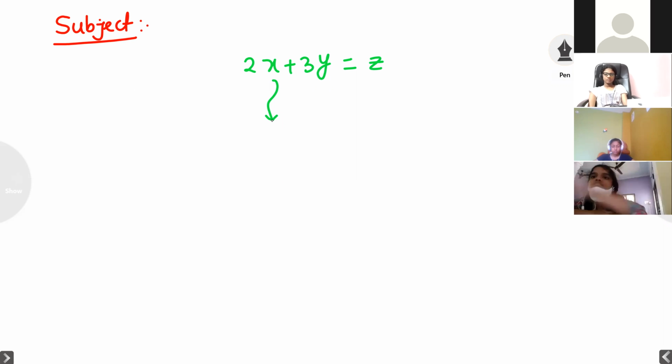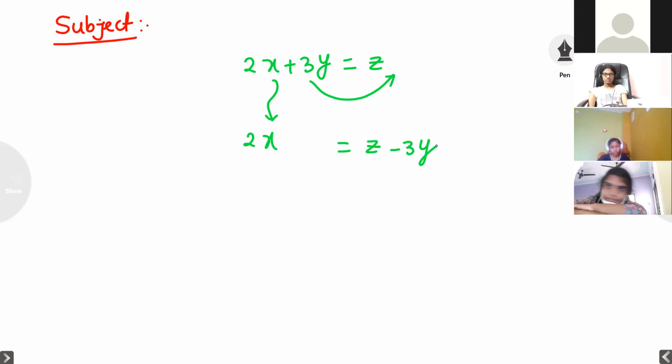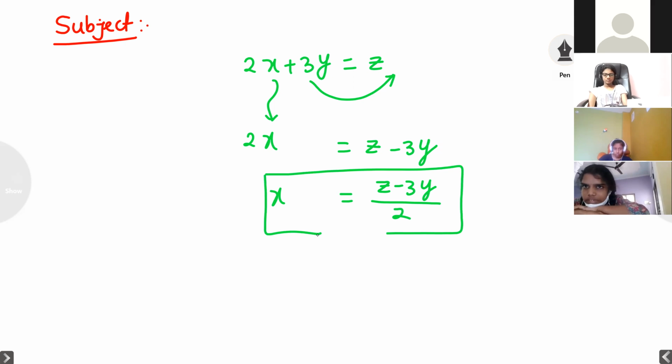Along with x, what is there? 2 also is there. Which means 2x I will keep in one place and the remaining I want to transfer to the other side. z, and 3y I want to transfer to the right side, minus 3y. I want to make x as a subject, not 2x. 2x means 2 into x. Multiplication became division. x is equal to z minus 3y whole divided by 2. Just now we got x as a subject.